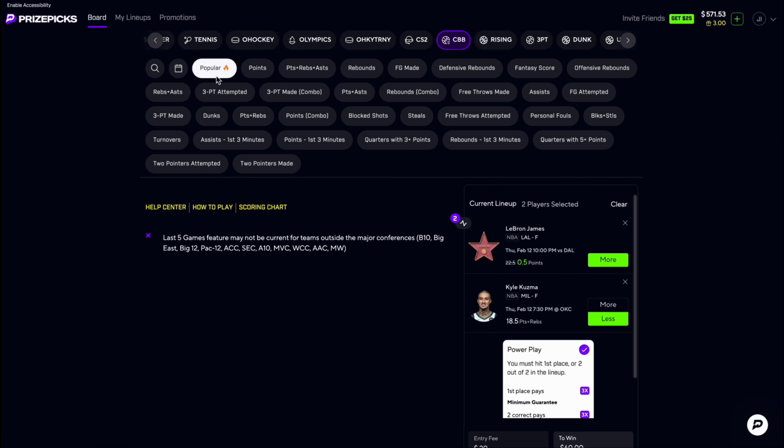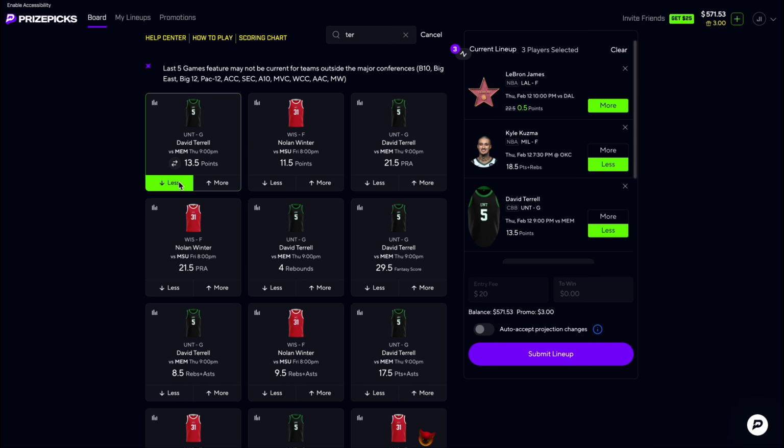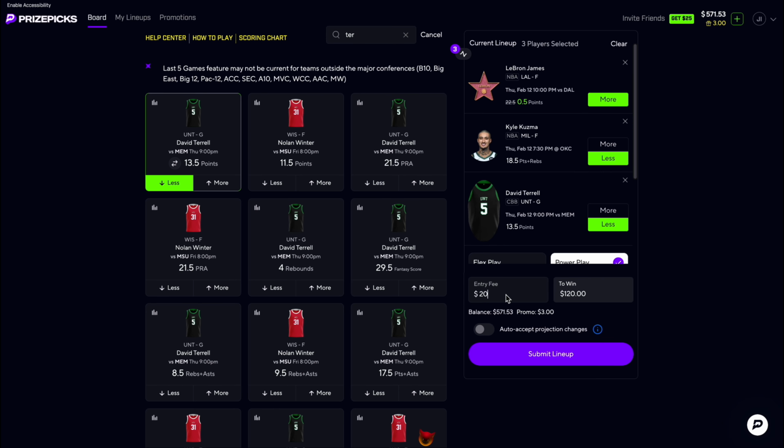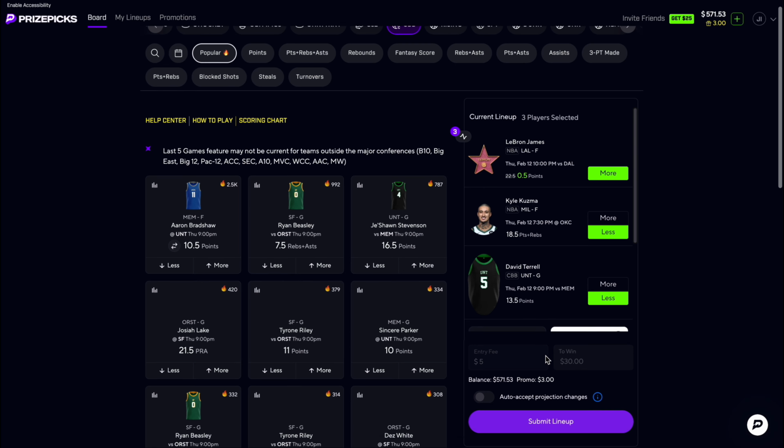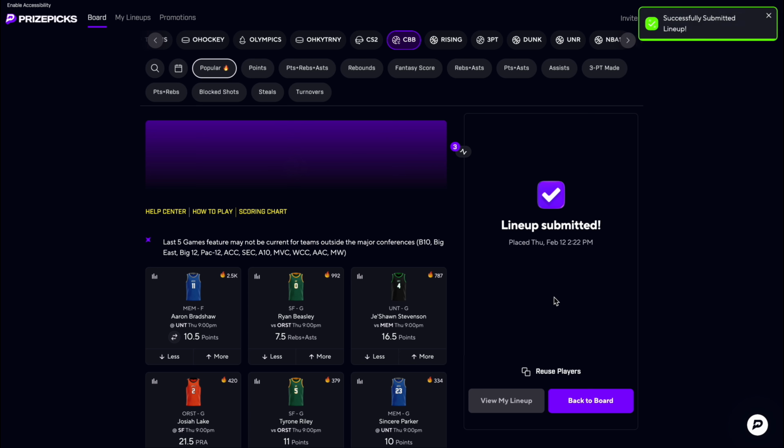I will roll with this slip as my 3-man here for 6x. Quick recap, it's going to be LeBron over 0.5 points. That's got to be a free square. That's got to cash. Kuzma under 18.5 points plus rebounds, and David Terrell under 13.5 points. I'll roll this in for $5. That's my max on any slip I get in on this account. But you guys are more than welcome to max out that LeBron free square. I really do advise doing that because, again, it is a free square.